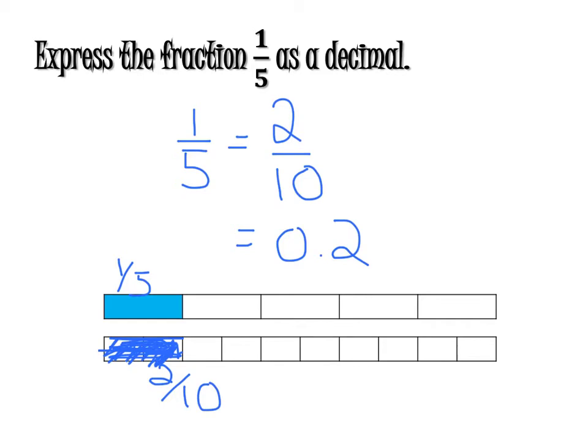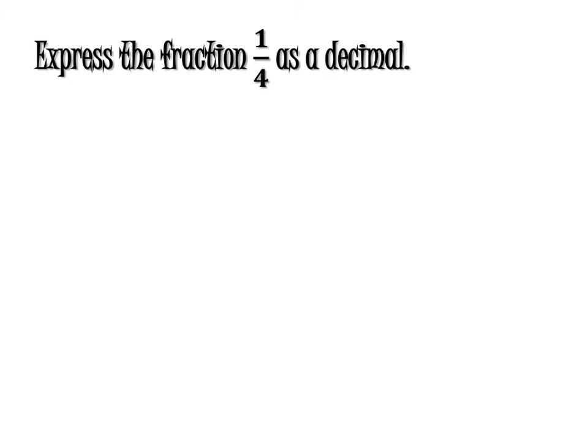Now I want you to notice, how did I get from 5 to 10? Yeah, that's right. So if you notice, 5 to 10, I multiply by 2. And so if I multiply by 2 at the bottom, I must multiply by 2 at the top, at the numerator. And that's how I get 2 out of 10. And that will give me 0.2. So 1 over 5 as a decimal is 0.2. So let's look at the next question.